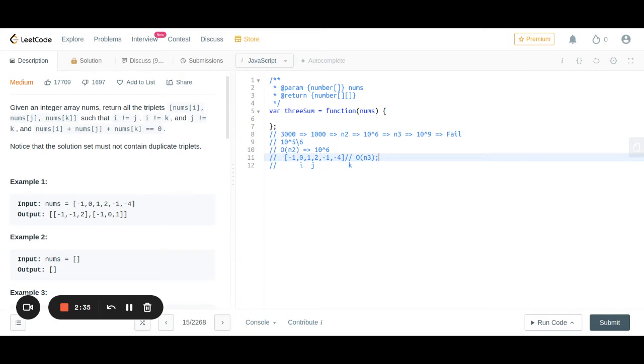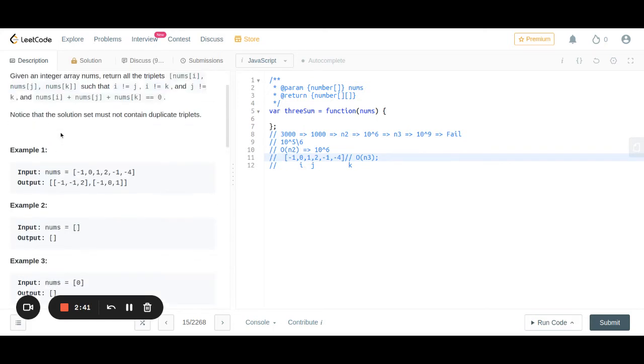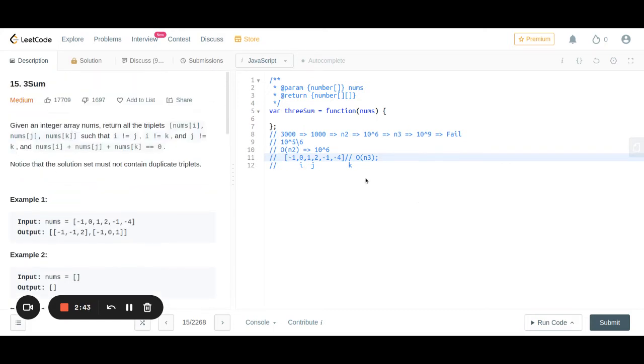So we can check the hints. The hints are array and two pointers. We can use sorting. Since we don't need the index, we need the actual number, we can do the sorting. The order does not matter, so index does not matter. So we do sorting.